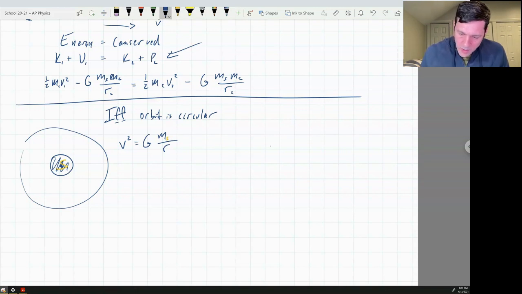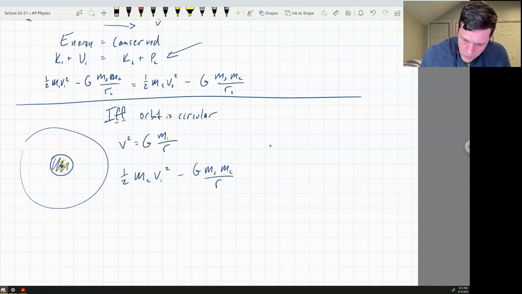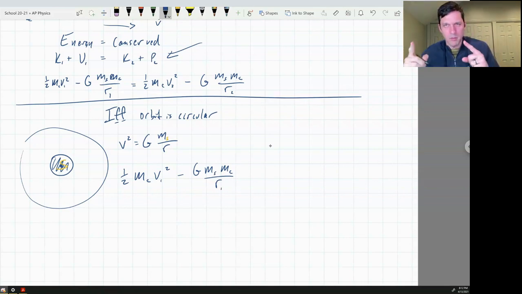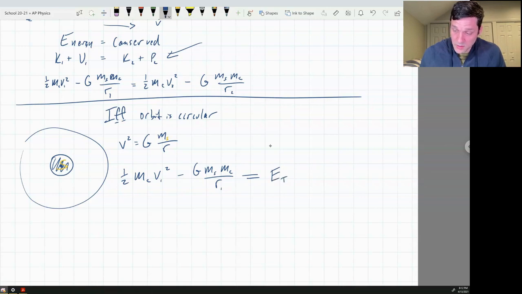So if we take our energy conservation formula, 1/2 the mass of the comet times its velocity squared, minus G times the mass of the sun times the mass of the comet over r. Oh shoot, that should be r1 earlier, at its current location. But then remember that its current location is never going to change. So basically we could just refer to that as the total energy. That's a constant. So there won't be a trade-off between one or the other.